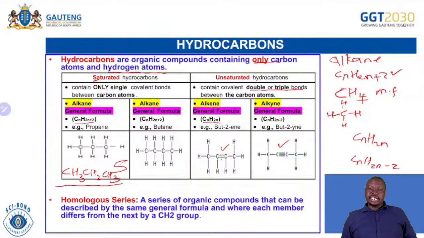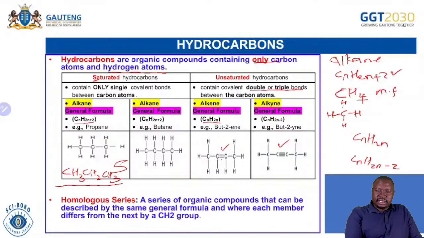So I want you to understand that for hydrocarbons, the general formula for alkanes is CnH2n plus 2. But when we move from alkanes to alkenes, we remove 2 hydrogens. The general formula will become CnH2n. When you move to an alkyne, the general formula will become CnH2n minus 2. So please, at all times, remember the difference there.